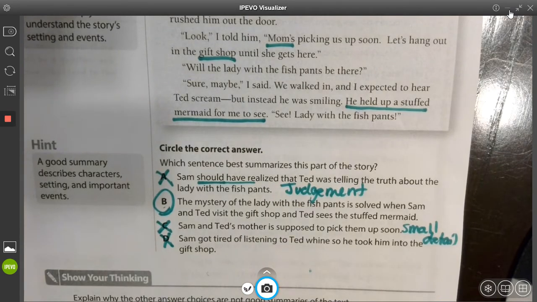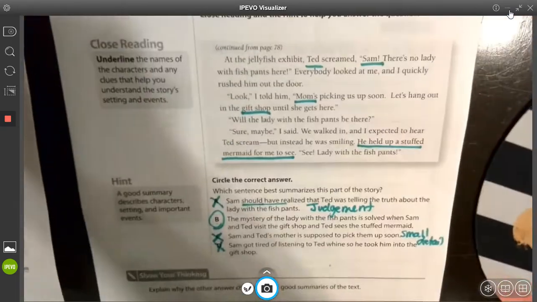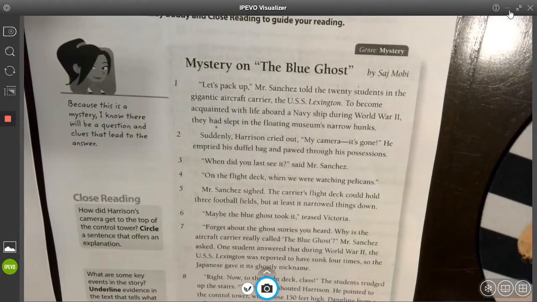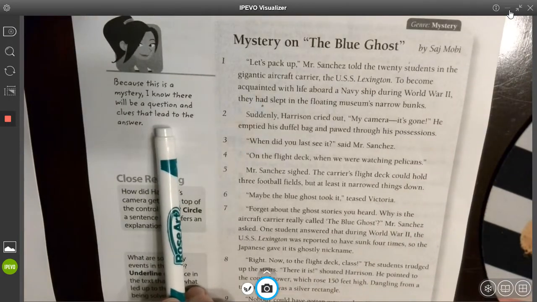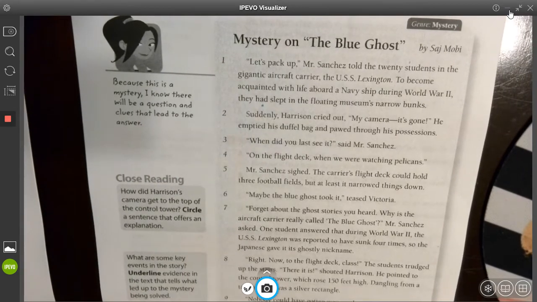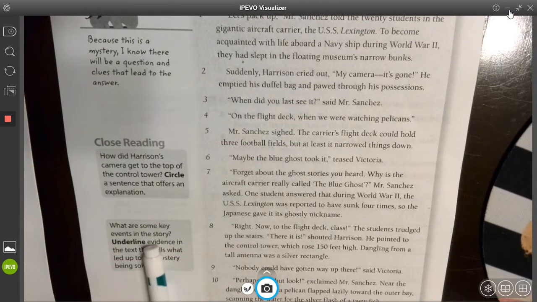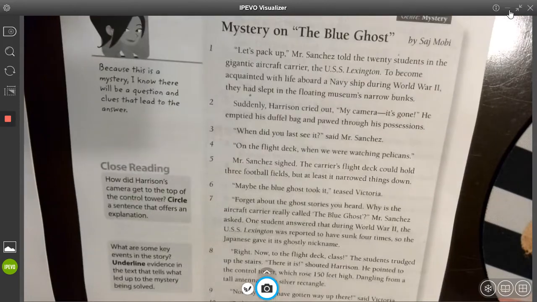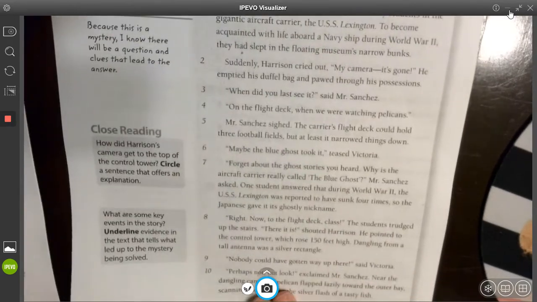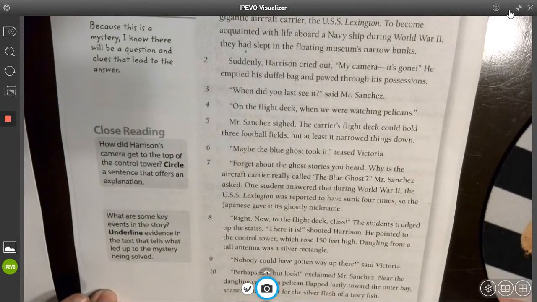All right, so for this week, you're going to be practicing the same skill of summarizing. You're going to get another mystery. It's called Mystery on the Blue Ghost. And don't forget, because it's a mystery, there will be questions and clues that lead to the answer. Don't forget to do your close reading, okay? Circle the sentence that offers the explanation. What are some key events? Underline evidence. If you print this out, you can do that. Or you could just make mental notes about some of the key events in the story.